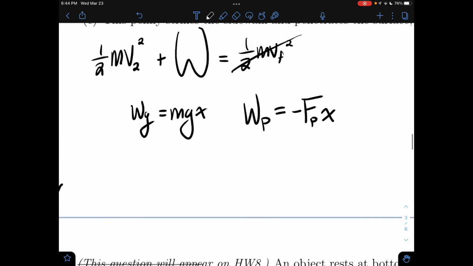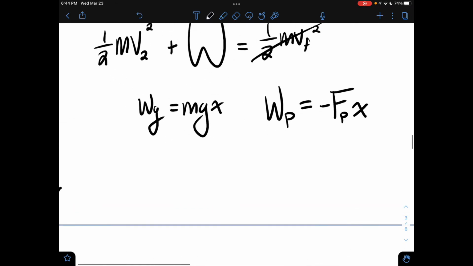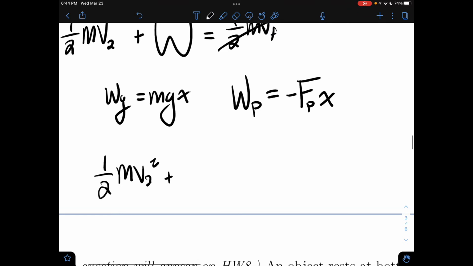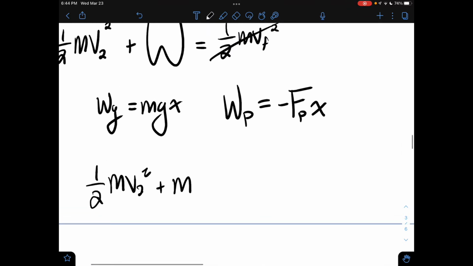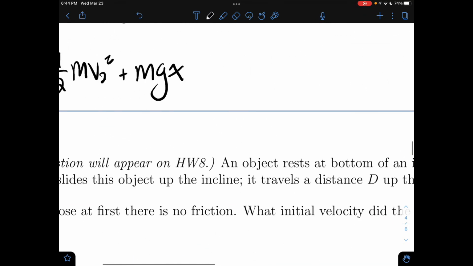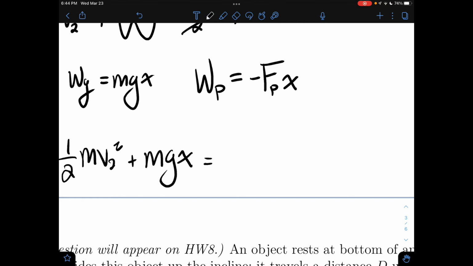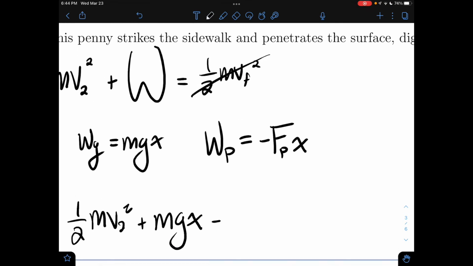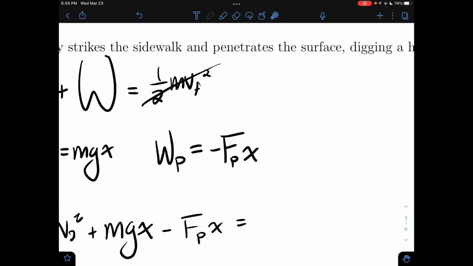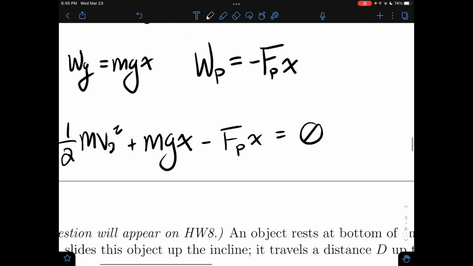So now I'm going to plug all this into our equation, right? And we get 1/2 m v2 squared. Remember, we know our v2 because it's given in the problem. That's our 50 meters per second, plus our mgx, and our x is this 2 centimeters. And that equals, that minus our fpx, and that equals, we said our final kinetic energy is 0.